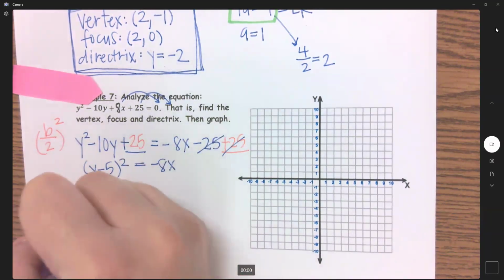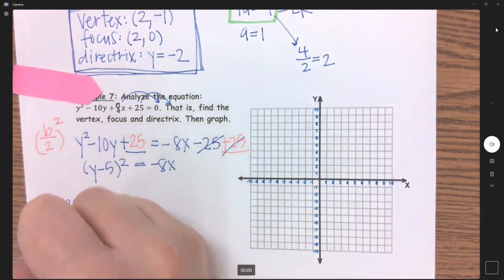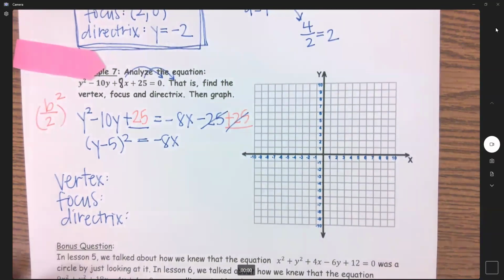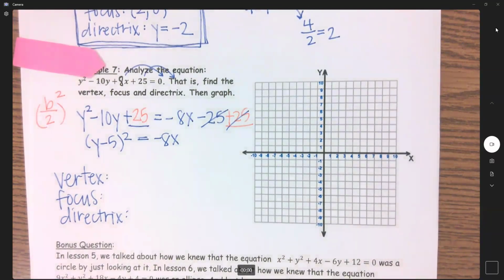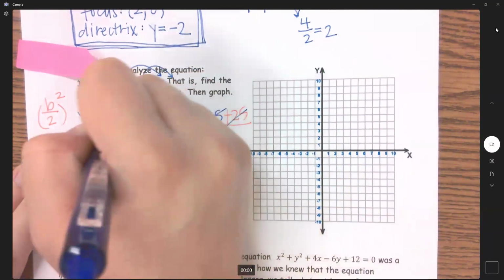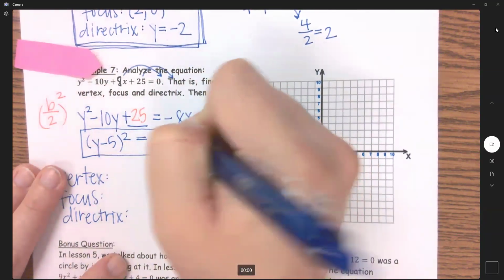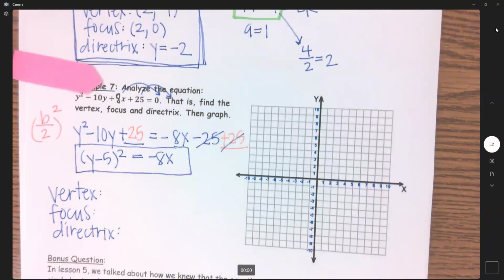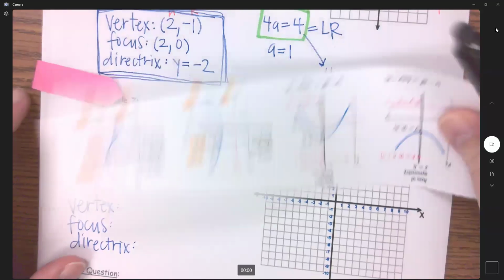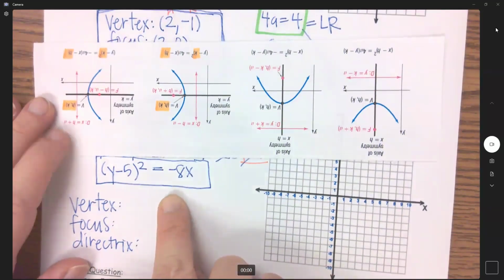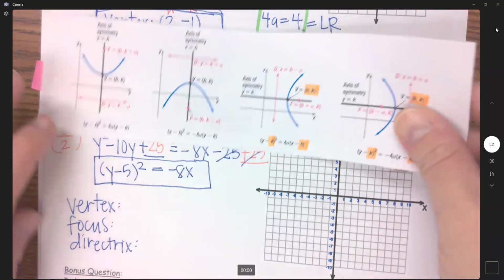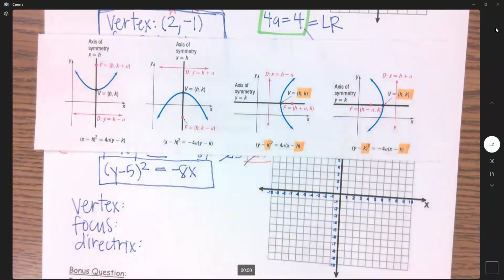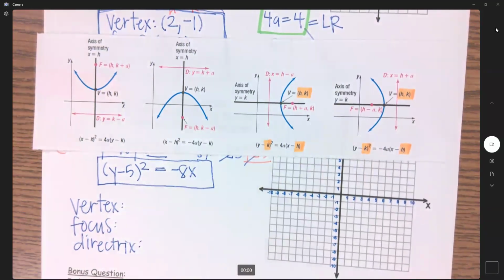So we need vertex, focus, and directrix. Before I do that, actually, let's figure out which formula we have. So comparing what I have here, let's try this the right way. With what we have here, are we using the first, second, third, or fourth formula? Pause the video if you need more time.